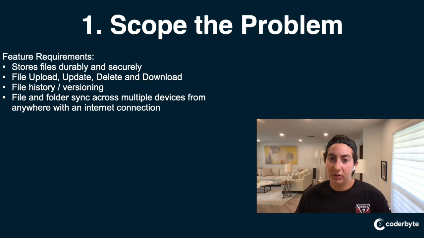Also, the file and folder sync has to sync across multiple devices from anywhere with an internet connection. That is a very important piece of this, and we're going to talk about this more next week. But if I have updated a file on my file system locally, I expect that if I log into my Dropbox from my friend's computer, it will also be there and I can just download it and use it there as well.